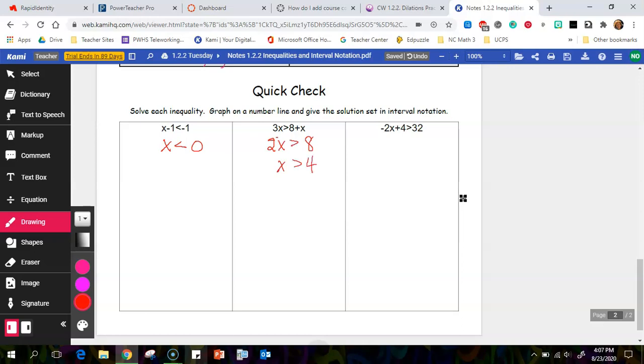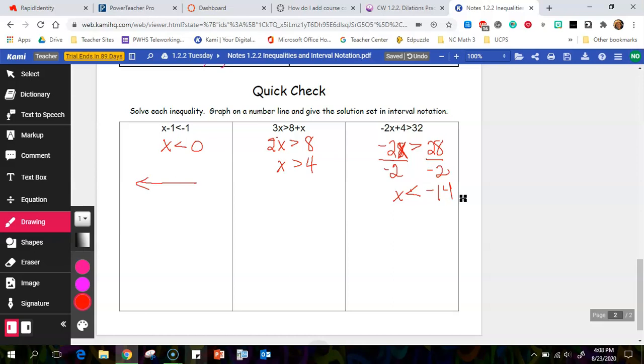And then let's see, this one I'm going to subtract 4 here. Negative 2x is greater than 28. Divide by, sorry, that should have been a 2x. Divide by negative 2. X is, and I need to switch this symbol, less than, what's that, negative 14. Okay, now let's do the number lines.